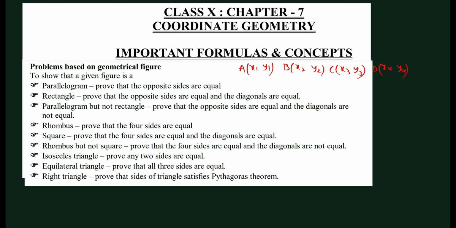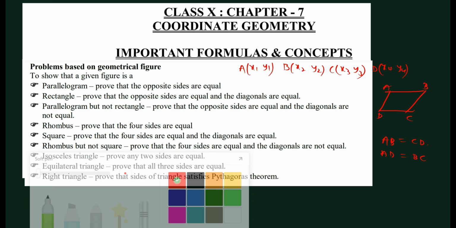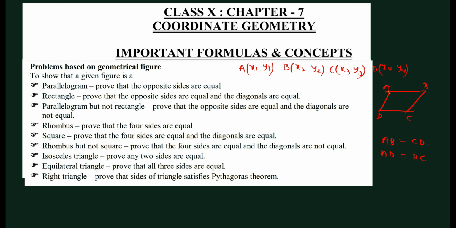Okay. Suppose the given points form a parallelogram, what is the condition for a parallelogram? For a parallelogram, opposite sides are equal, right? Like this, AB is equal to CD and AD is equal to BC. These opposite sides of a parallelogram are equal, but diagonals are not equal for a parallelogram. So AC is not equal to BD.